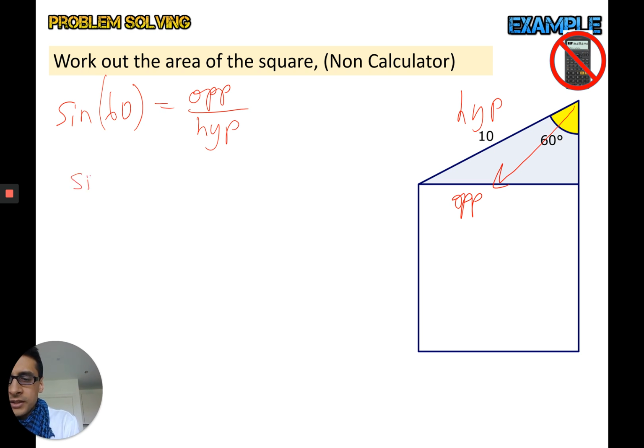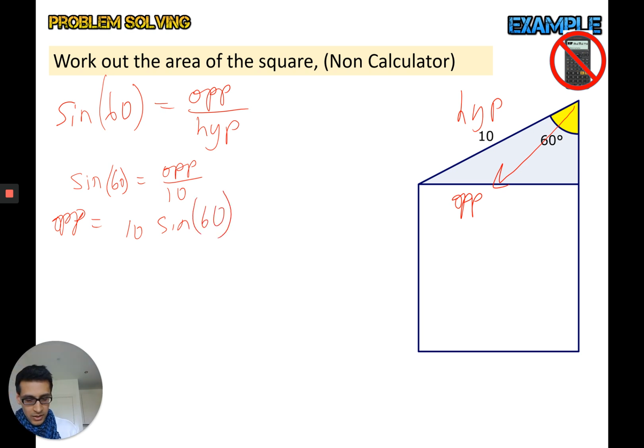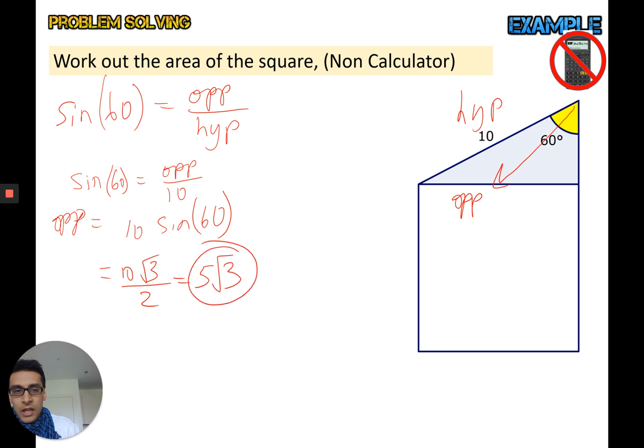So I know that sine 60 is equal to opposite over 10. So essentially, I know that the opposite side is equal to 10 sine 60. Now we can replace sine 60 with its exact value, which is root 3 over 2. So then I get equals 10 root 3 over 2. Now 10 over 2 is just 5, so you get 5 root 3. That tells us this length here is 5 root 3. Now, because it's a square, this also has to be 5 root 3.